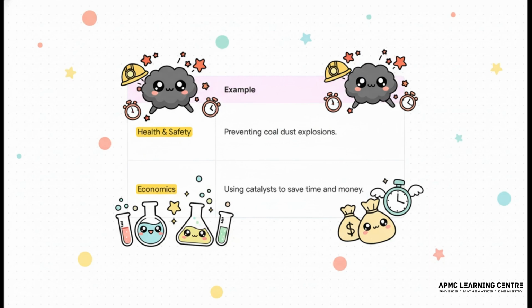Fine coal dust in a mine has a massive surface area. That means it can react with oxygen in the air explosively fast. Understanding that rate is what allows us to design safety measures that prevent horrific explosions. It's a life or death calculation. And then on the economic side, nearly every industry you can think of uses catalysts to speed up reactions, letting them make their products way faster and way cheaper, which saves them time, energy, and billions of dollars.